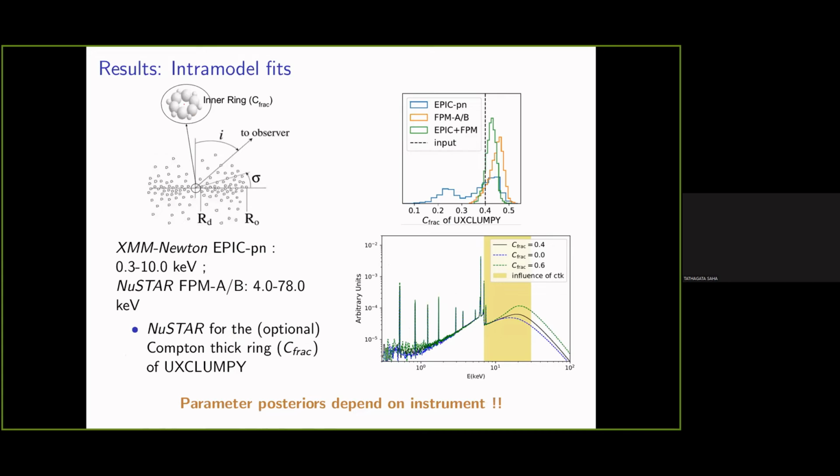We also test the instrument dependence of these parameters. Again, for UXCLUMPY, the clumpy model introduced before, we performed three different runs of BXA, one for only XMM data, one for only NuSTAR, and one for the joint. We find that the posteriors in the NuSTAR-only analysis are quite well constrained. However, for the XMM, we find that it's quite spread out, and it shows a little bit of bimodality here. So it's not very well determined. And the joint fit definitely has a much better posterior.